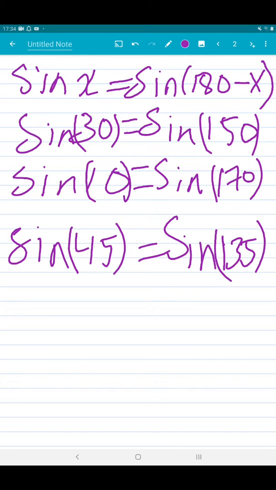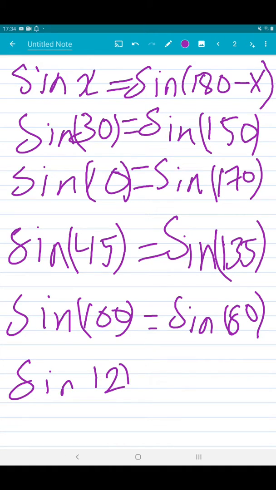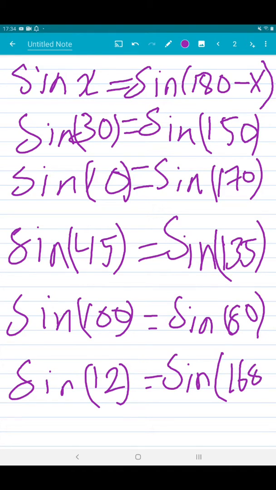Another example, sin 100 equals, the same as, sin 180 minus 100. Sin 12 equals sin 180 minus 12, which is equal to 168. Okay, it's easy.